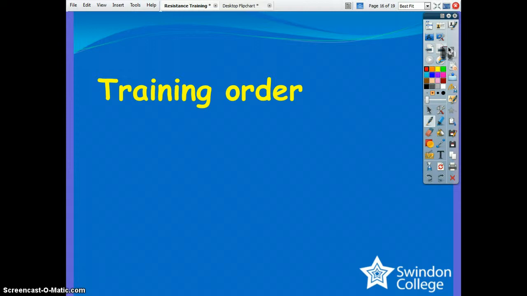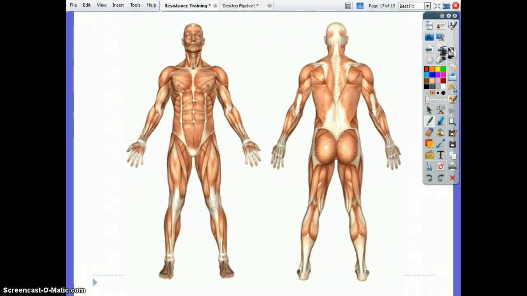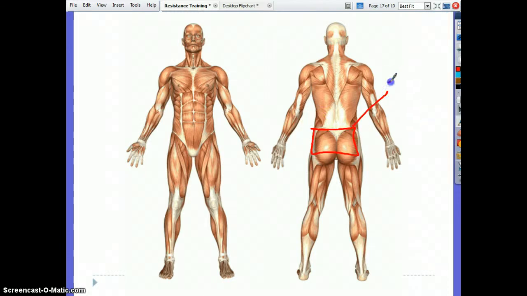When we train our muscles, we do actually have an order in which we will train them. The first one that we will look at working is going to be the glutes. This is because it is the largest muscle in our body, so we want to work that first. We're going to work from the largest muscles to the smallest, for the most part. There is an exception which I'll go into later on.